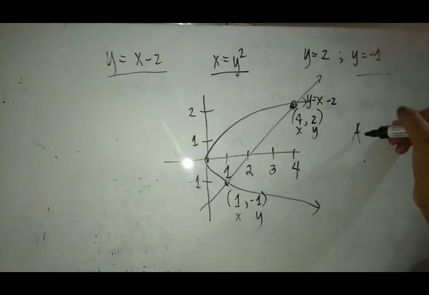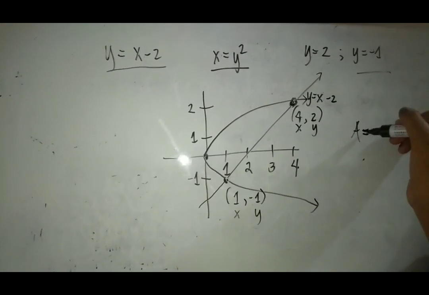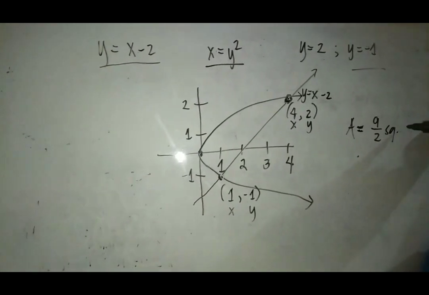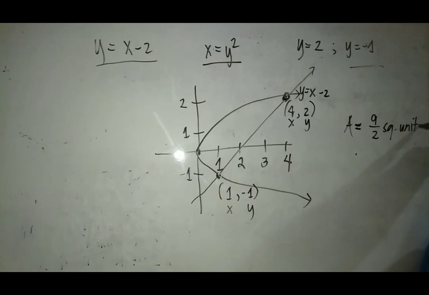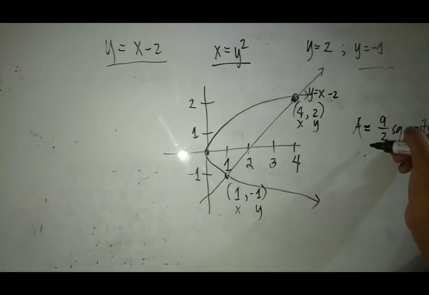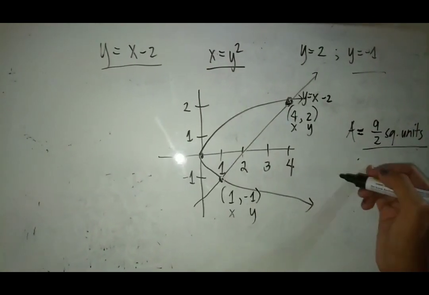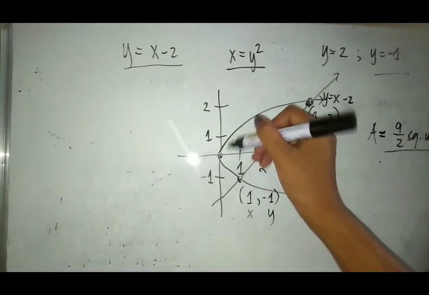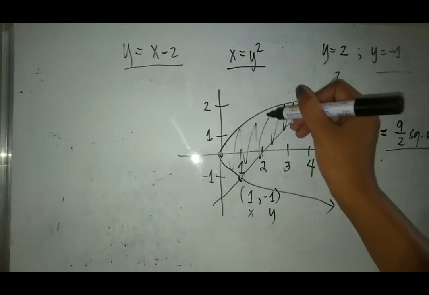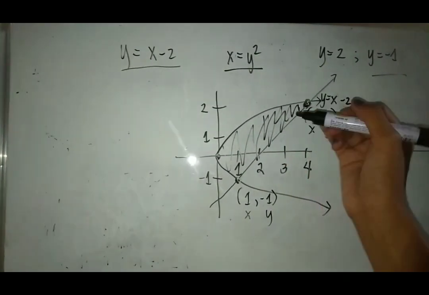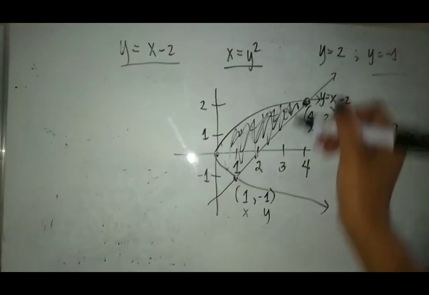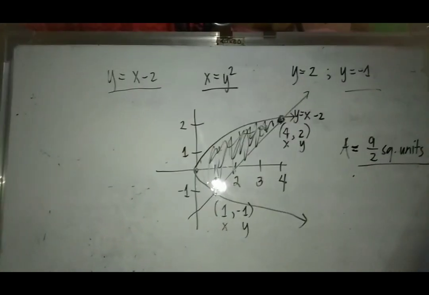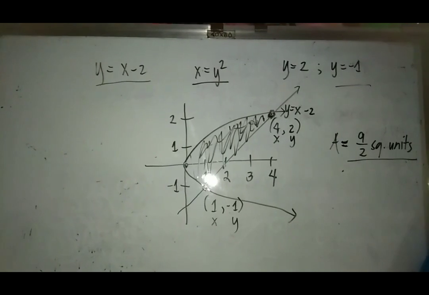So the area of the region is equal to 9 and a half square units. Okay, this is the area. We will check if this is correct or not. The area of the region will be here. This is the area of the region between the curve and the line. So this is the area. Okay, next we will identify the integrals, then solve, combine and conclude.